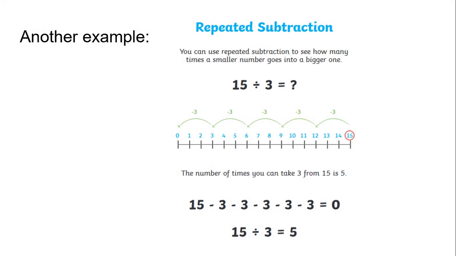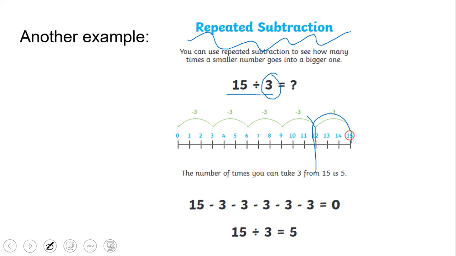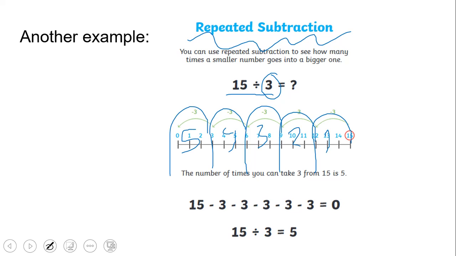Okay, so we've talked about grouping, we've talked about sharing, and now we're going to do a quick review of repeated subtraction. So remember, division is repeated subtraction. Multiplication was repeated addition. Division is repeated subtraction. So all that means is that we jump back. So if we have 15 divided by 3, we're going to do 3 jumps back. So we have 1, 2, 3, 1, 2, 3, 1, 2, 3, 1, 2, 3, 1, 2, 3. And that means that we have 1 jump, 2 jumps, 3 jumps, 4 jumps, and 5 jumps. So our answer is the amount of jumps we've done.